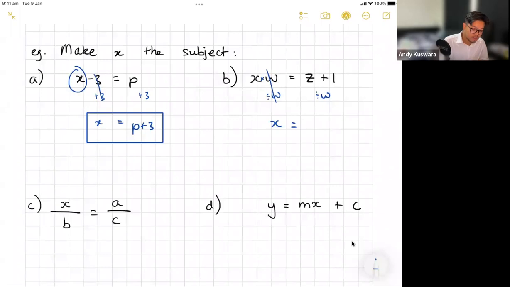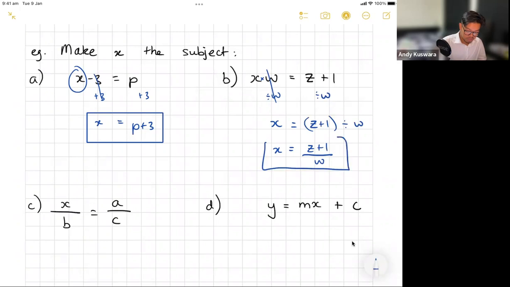Now, if I was to divide the other side by w, I could write z plus 1 and then divide it by w. But the best way to write this would be as a fraction, which is just z plus 1 all over w, because it's the same thing as divided by w. And have I got x on its own? The answer is yeah, I do. That's it. X is the subject. It's all about x. We're good. We're happy to move on.